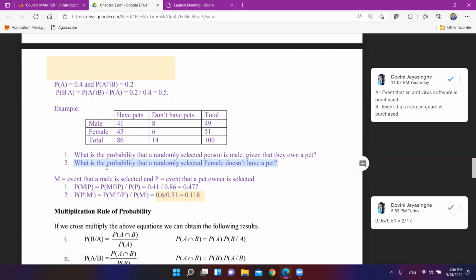We have the information that the given person is a female, right?